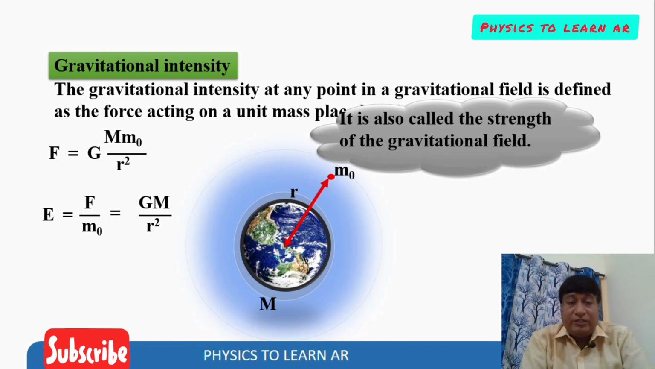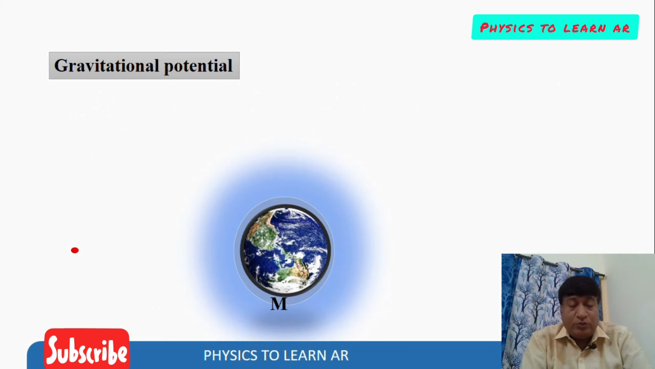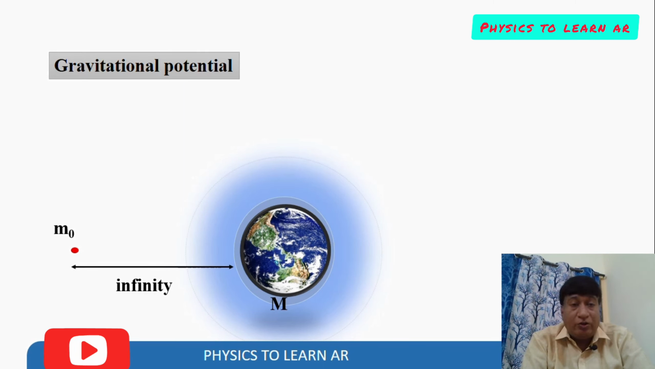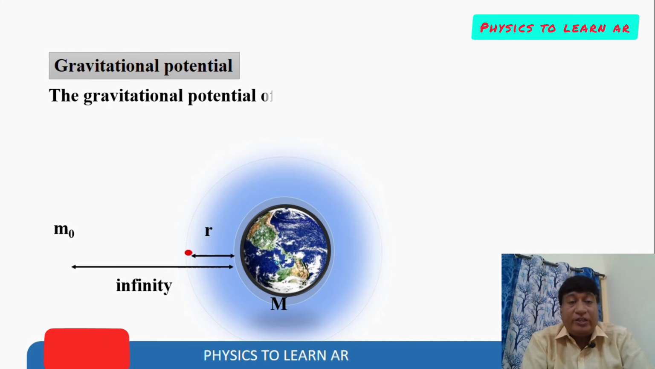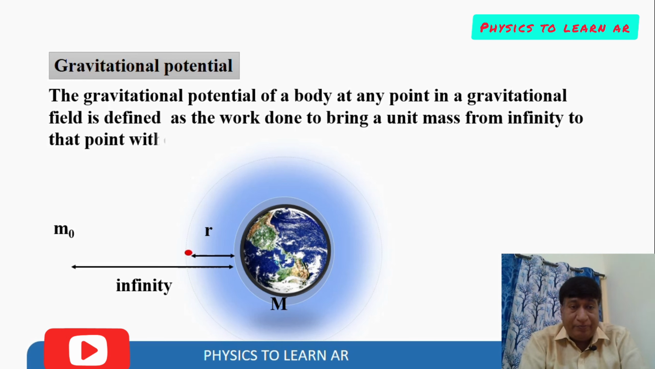It is also called the strength of a gravitational field. The further concept is gravitational potential. Suppose we take a body m0 at infinite distance, and bring it to a distance r. How can we define the gravitational potential? This is a standard definition that we can use.